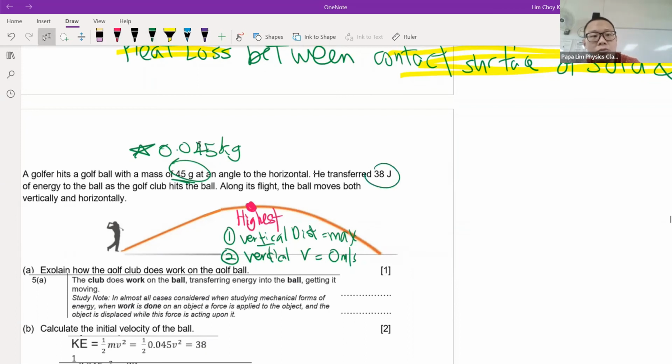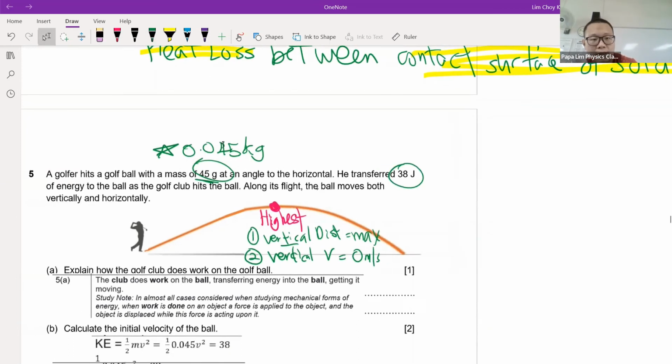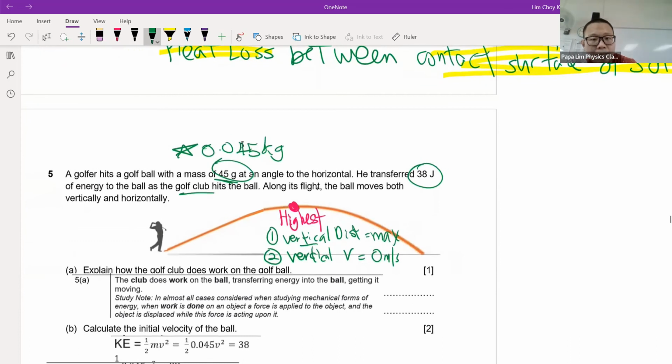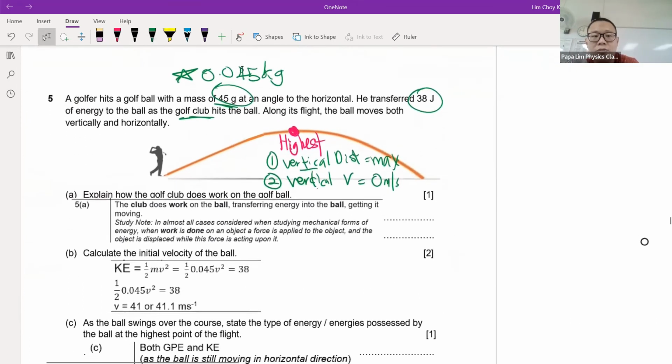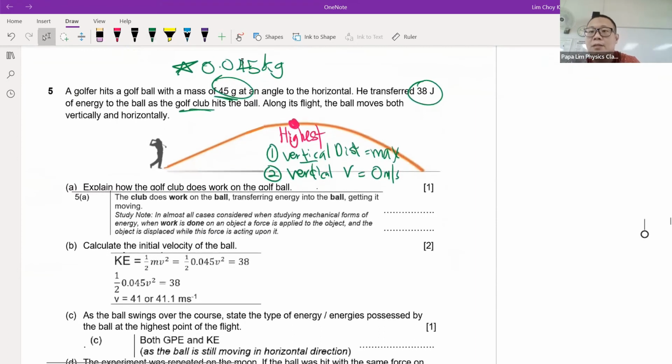He transferred 38 joules as the club hit the ball. Which means at the beginning, he will be traveling at a speed, and that speed is controlled by the amount of energy that the ball has. The amount of energy the ball has at the beginning is 38 joules. It's totally converted to the velocity. If not, it will not fly actually.